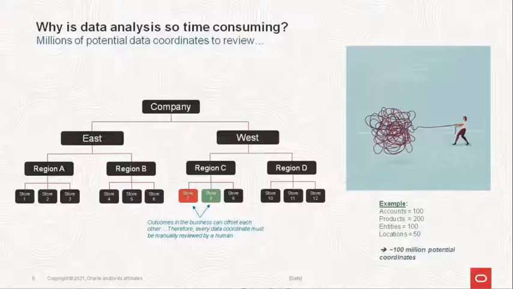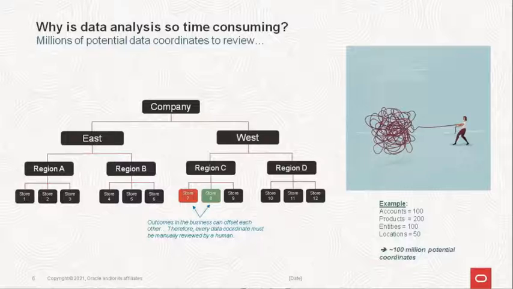Over in the bottom right-hand corner is just a very simple example. A very simple system. If your dimensionality is maybe something like 100 accounts, 200 products, 100 entities, 50 locations, relatively small system there. That's not a big amount of data there. You do the math on that, that results in 100 million potential coordinates.